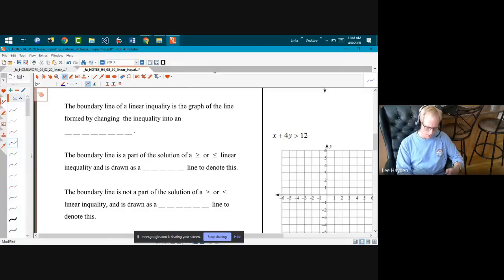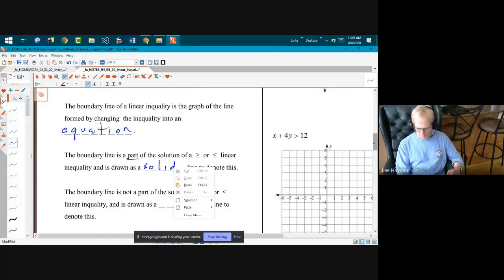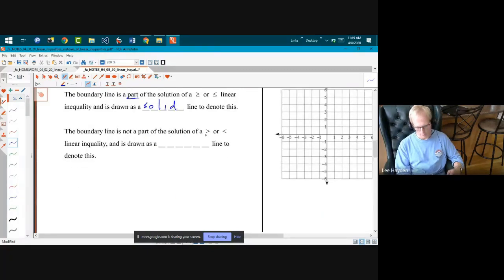The boundary line is formed by changing the inequality into an equation. The boundary line is part of the solution with greater than or equal to or less than or equal to inequalities, and is drawn as a solid line. If it's not part of the solution set, you may have a greater than or less than symbol, and it's drawn as either a dotted or dashed line to indicate that.